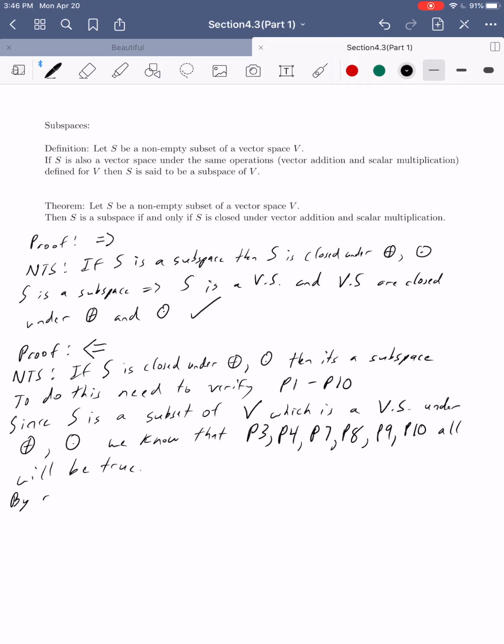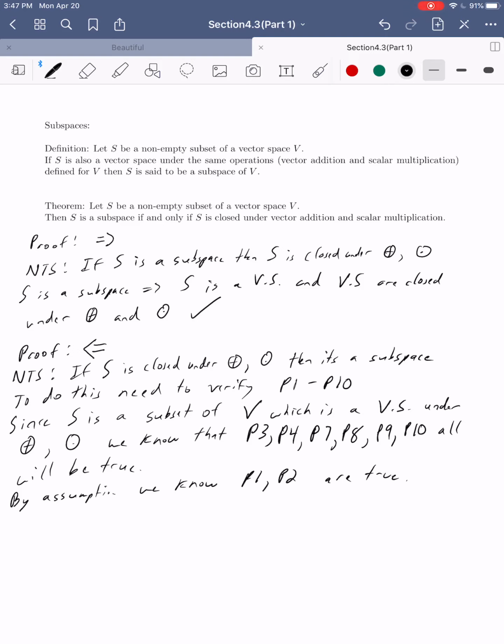By assumption, we know P1, P2 are true. P1 and P2 are the operations that deal with closure, and we're assuming in this direction of the proof that this space is closed under vector addition and scalar multiplication. So P1 and P2 are done. So a quick check: P1, P2, P3, P4, P7, P8, P9, P10, all of those are guaranteed to already be true. That leaves only 2 that we need to confirm. P5, the existence of the zero vector, and P6, the existence of additive inverses. Those ones we need to confirm.